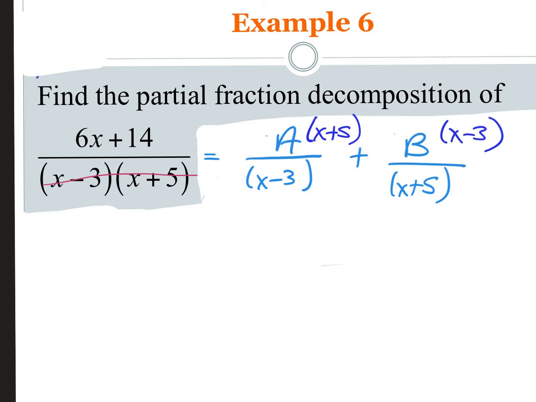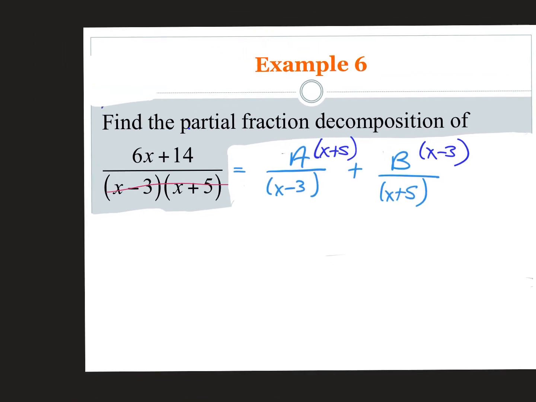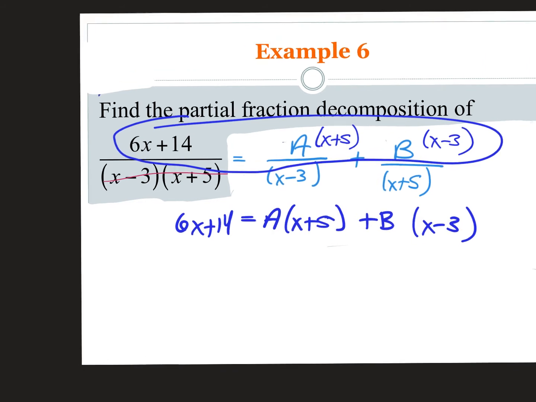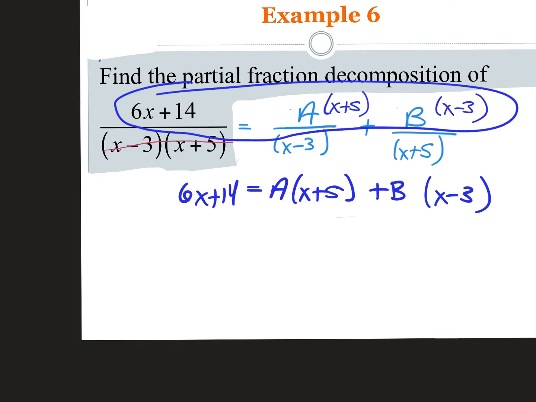All right, now we're just going to take just the top and solve that. You have 6x plus 14 equals A times (x plus 5) plus B times (x minus 3). Now we're going to solve this equation twice, and we're going to use 2 x values. The x values you use come from the denominator. So what are the 2 x values in the denominator? If I set each parenthesis equal to 0, I get x equals 3 and x equals negative 5, right?